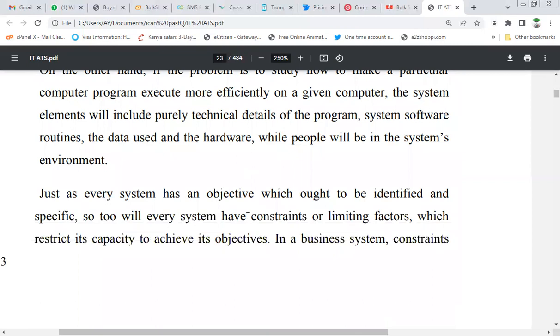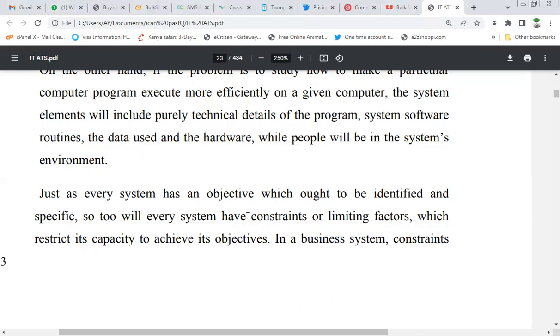Just as every system has an objective which ought to be identified and specific, so too will every system have constraints or limiting factors which restrict its capacity to achieve its objectives.